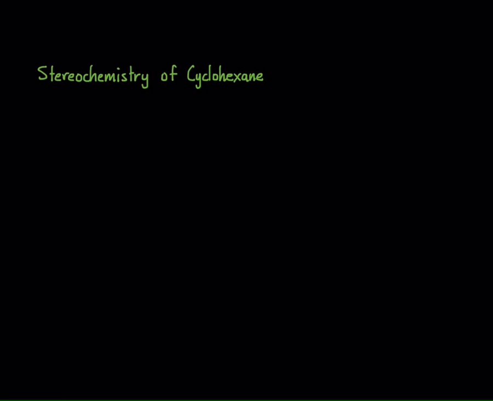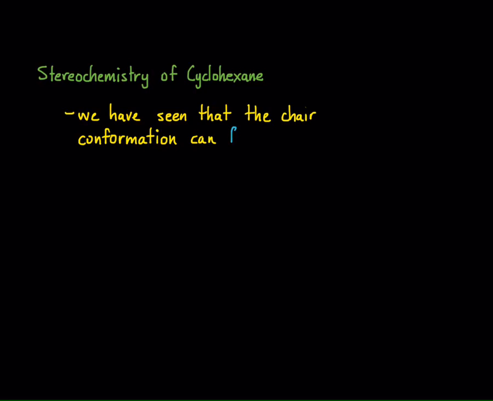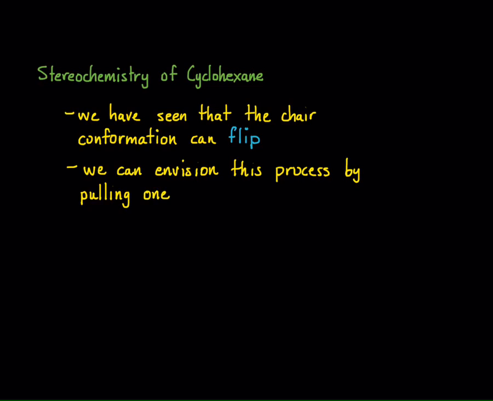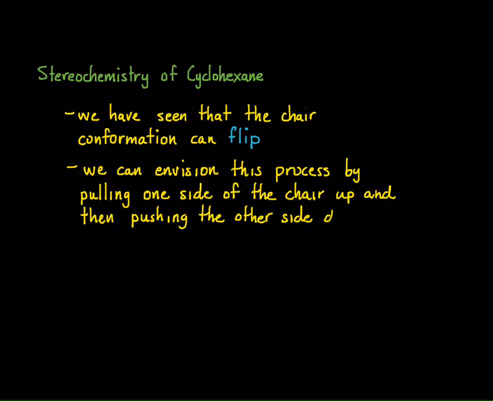In this video, we're going to examine the stereochemistry of cyclohexane, and we're going to look at the various conformations it can undergo. Now, we've already talked about the ability of that chair conformation to flip from one chair to another chair conformation. And what we're going to do in this video is envision this process step by step, pulling one side of the chair up and then pushing the other side down. And we're going to look at the energy associated with all of those various conformational changes.